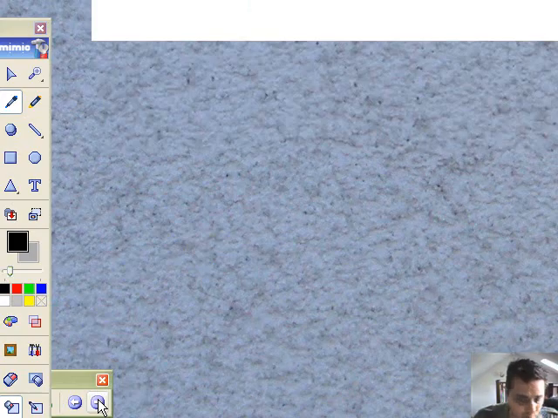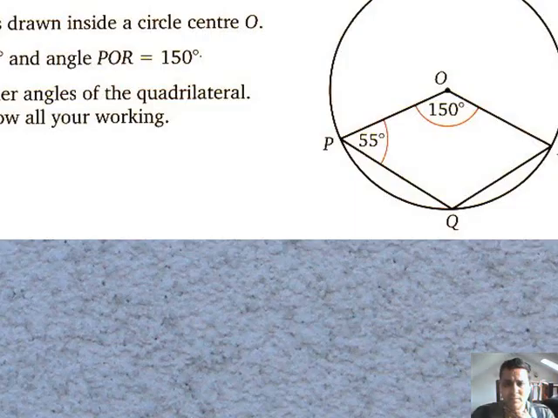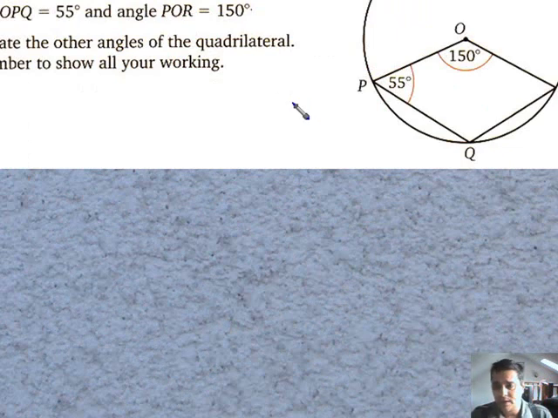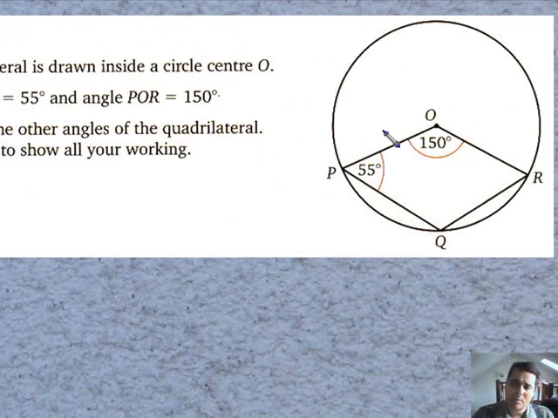Now this is in fact question 4. Blah de blah de blah, circle, centre, quadrilateral, etc. Work out the other two angles, and don't forget to show your working. Alright, it's not cyclic, so I can't say that and that adds up to 180 and that adds up to 180. I'm really stuck. So what am I going to do here?